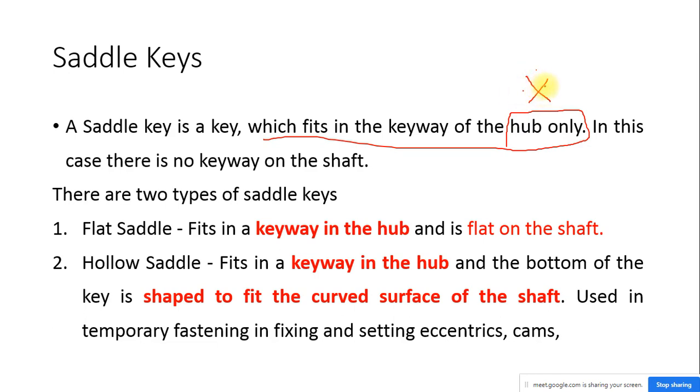So the difference between the sunk key and the saddle key is, in a sunk key we will be having the keyway provisions in both the shaft and the machine element. But in the case of the saddle key, we have the keyway only in the hub. We don't have any keyway in the shaft. So what is the difference and what is the advantage? Can anyone say, sir? Provisions in both the machine element and shaft, and provisions only in the element alone. Can anyone say what is the difference? What is the advantage?